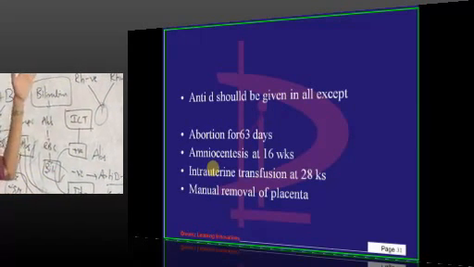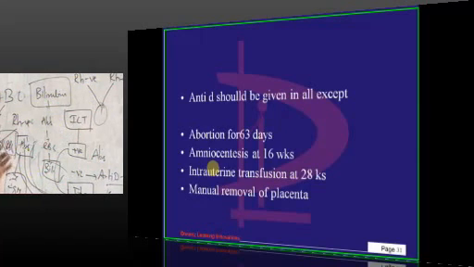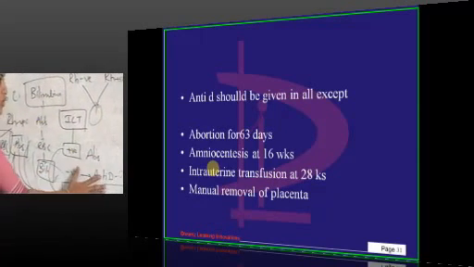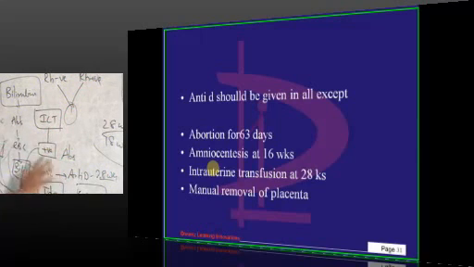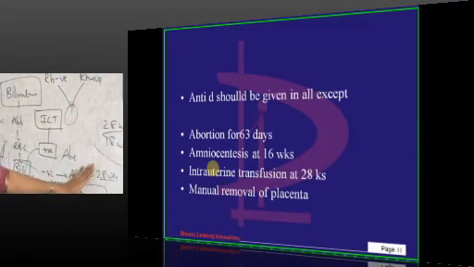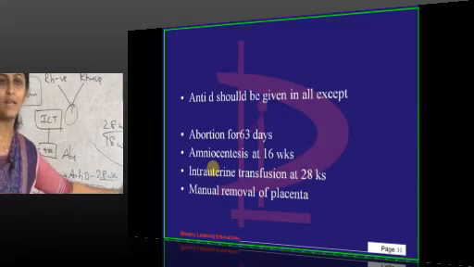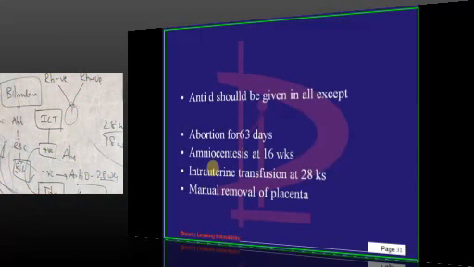So anti-D should be given in all except. When are we going to give anti-D? First tell me, ICT we have done. If it is negative, how will I manage? I will give anti-D at 28 weeks, then at term, then I will deliver. Management is finished. We also give anti-D after any abortion, any amniocentesis, any manual removal of placenta, or any process which is going to cause fetal-maternal hemorrhage.